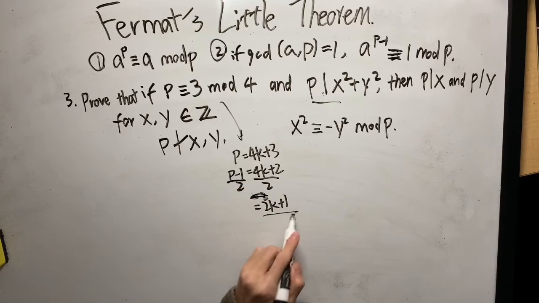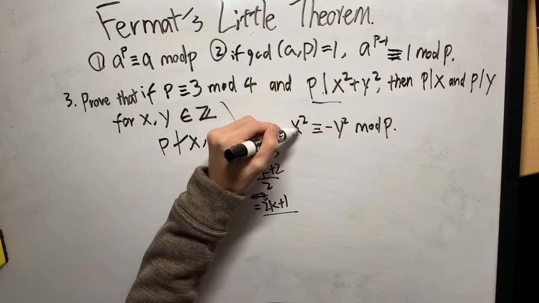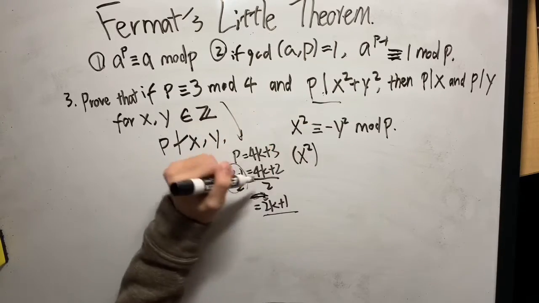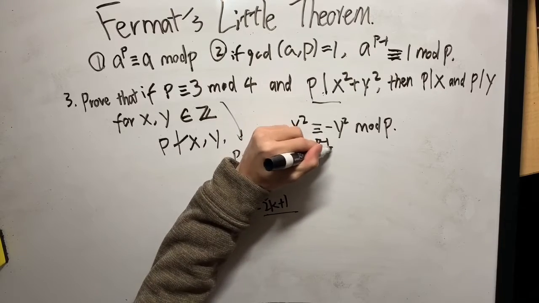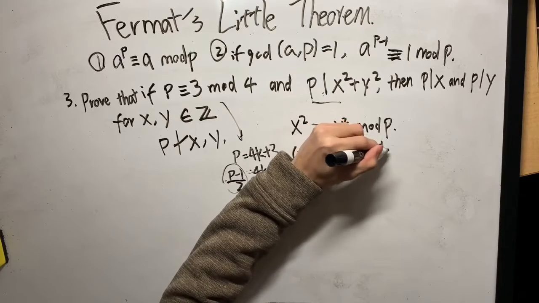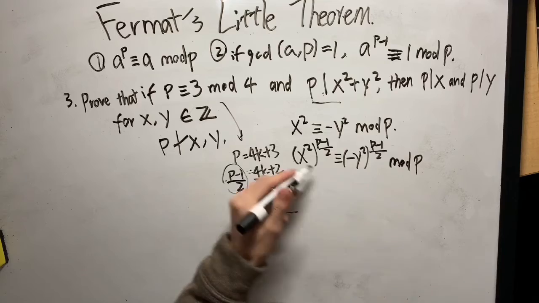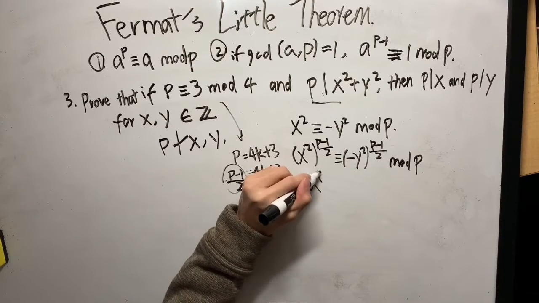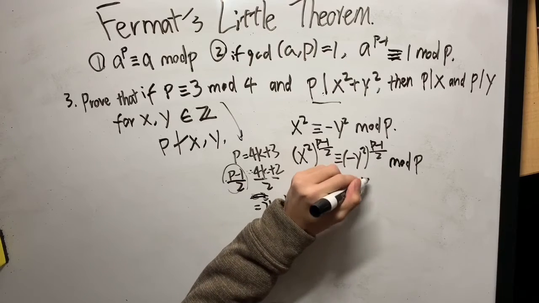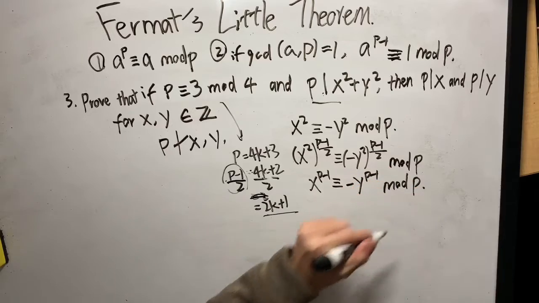And 2k plus 1 is an odd number, so we can have this power into x squared and negative y squared. So x squared to the power of p minus 1 over 2 is congruent to negative y squared to the power of p minus 1 over 2 mod p. And this equals x to the power of p minus 1 is congruent to negative y to the power of p minus 1 mod p.